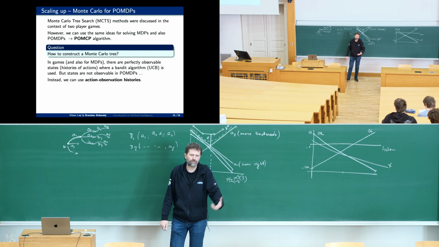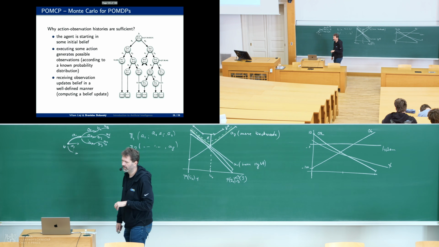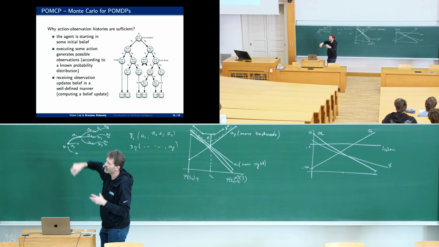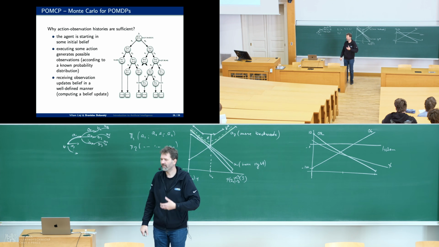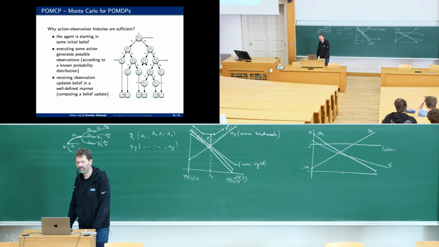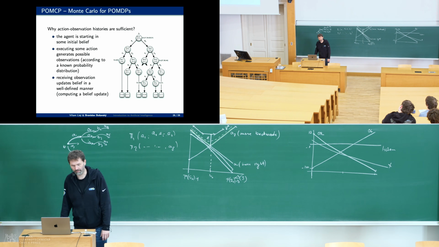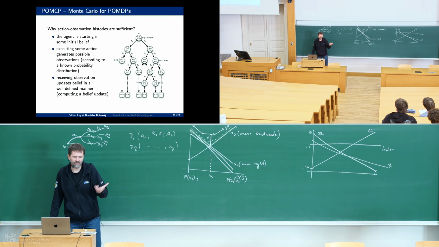So we will not have the state in the node of the tree, but we will have an action observation history in each node of the tree. Other than that, you can just use the standard Monte Carlo tree search and UCT, for example, to solve POMDPs. All right, so this is the main trick.